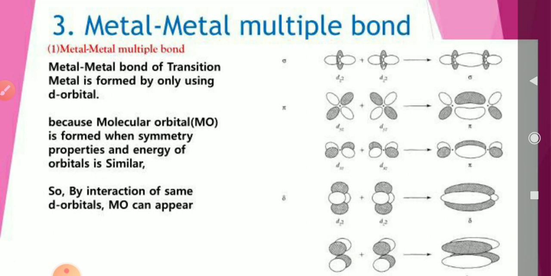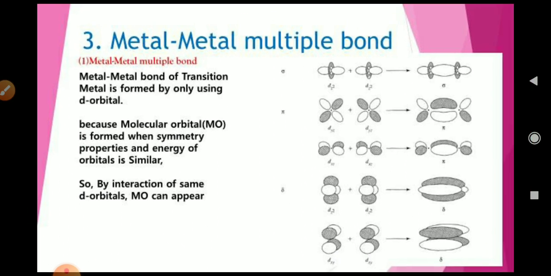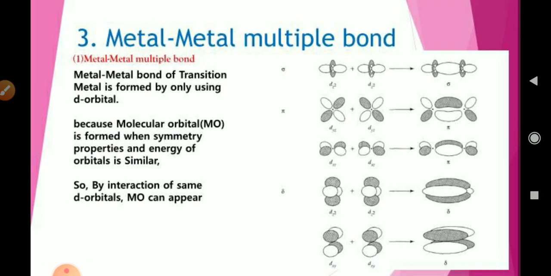Multiple bonds of a transition metal are formed by only using d orbitals, because a molecular orbital is formed when the symmetry, property and energy of the orbitals are similar. So by the interaction of some d orbitals, MOs can appear. In this diagram, you can see the orbitals which overlap and give the sigma, pi, and delta orbitals.